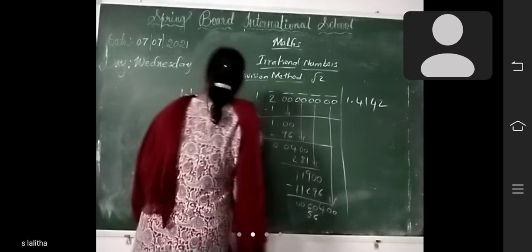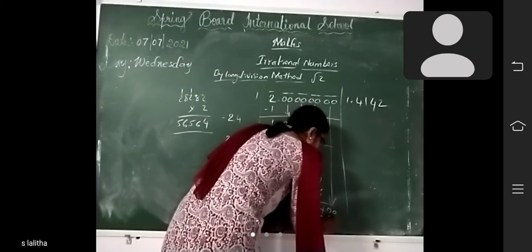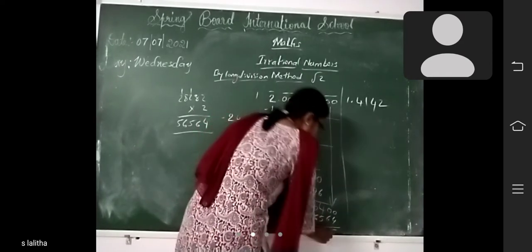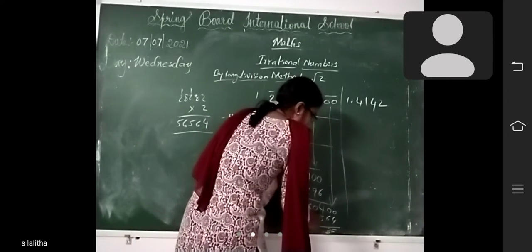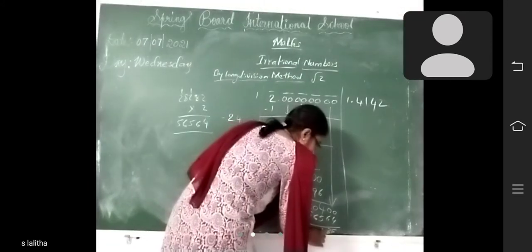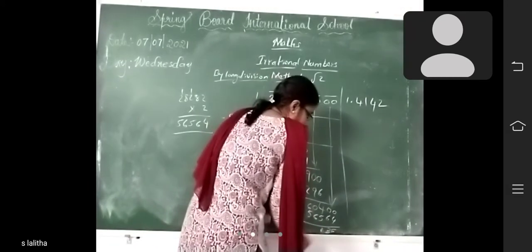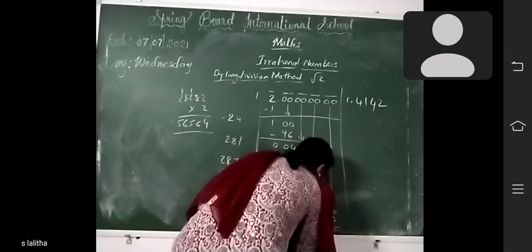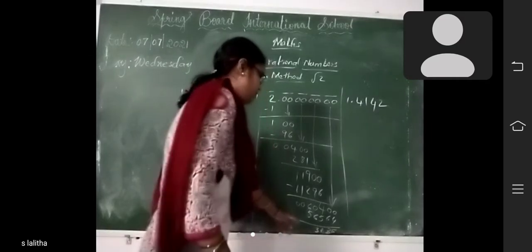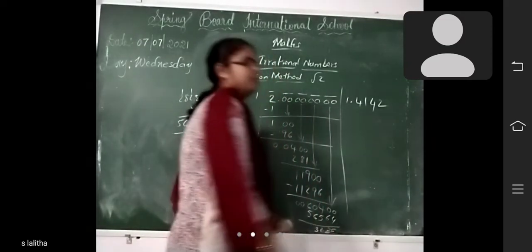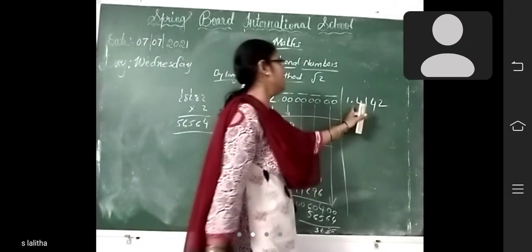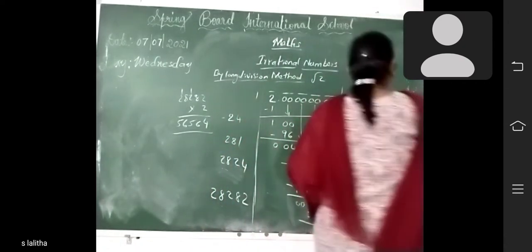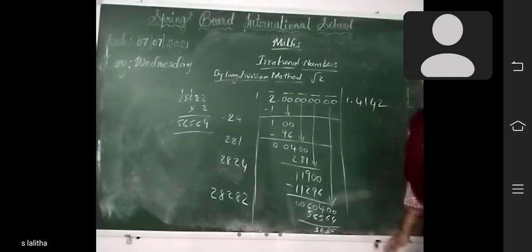5, 6, 5, 6, 4. Subtract: 10 minus 4 is 6, 9 minus 6 is 3. Here, 3. 13 minus 5 is 8. Here, the number 9. 9 minus 6, 3. So like that the numbers repeat here. So here what is the number? 1.4142 and so on. There is no remainder, 0.